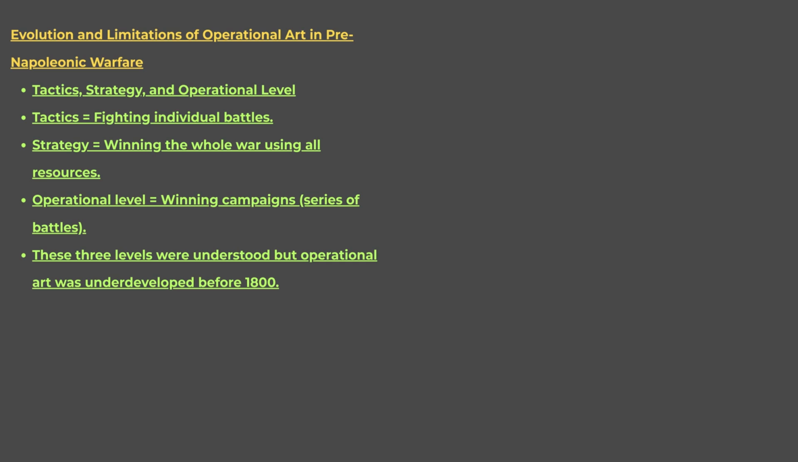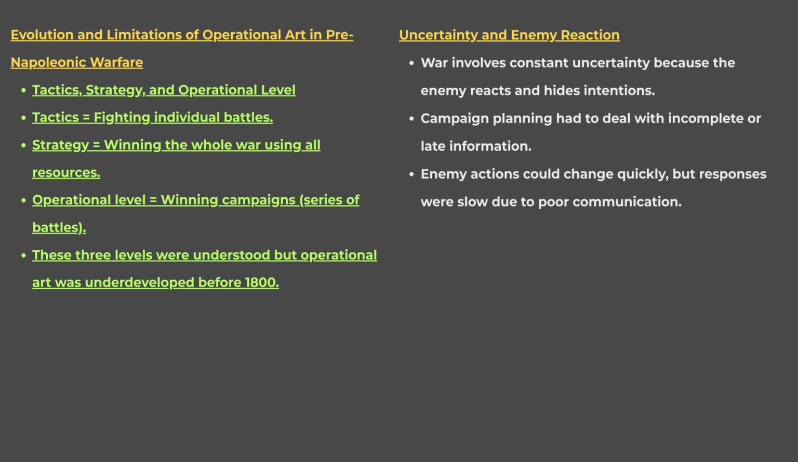Let's see the second part of the question: uncertainty and enemy reaction. One of the biggest problems was uncertainty. Commanders never had the full picture. The enemy could change direction, hide their plans, or suddenly attack. And because communication was slow, reacting to these changes took a lot of time. That made campaign planning very difficult and risky.